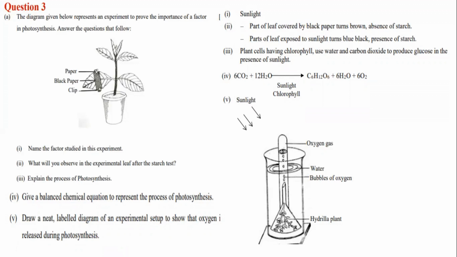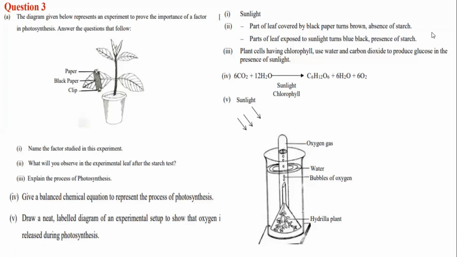Then, photosynthesis is the process by which plant cells having chlorophyll use water and carbon dioxide to produce glucose in the presence of sunlight, and also give out oxygen. Okay, so this will carry 1.5 marks. The first question, 1/2 mark, then there was 1 mark, then 1.5 marks.